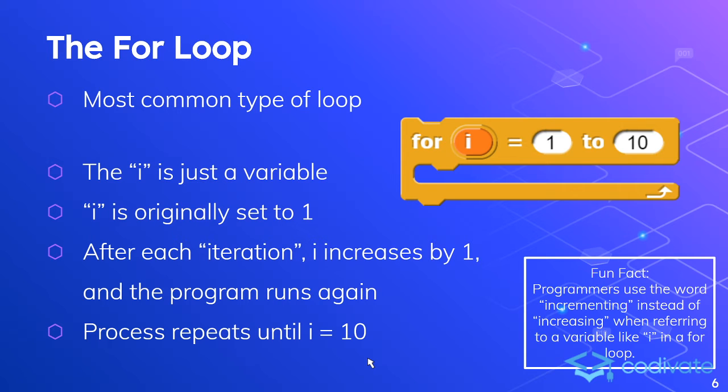Probably the most useful loop is known as the for loop. In the for loop, the variable I is shown as a variable that starts at 1 and increases every iteration of the for loop, or every time the for loop runs. The loop will stop after I is equal to 10, the last iteration. A fun fact is that programmers like to use the word incrementing instead of increasing when referring to a variable like I in a for loop.